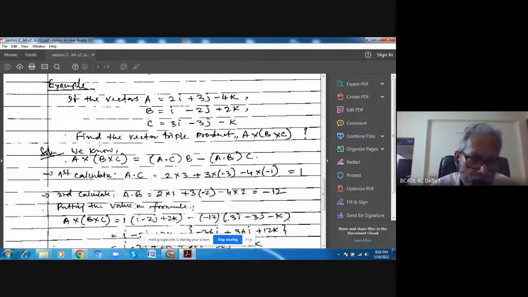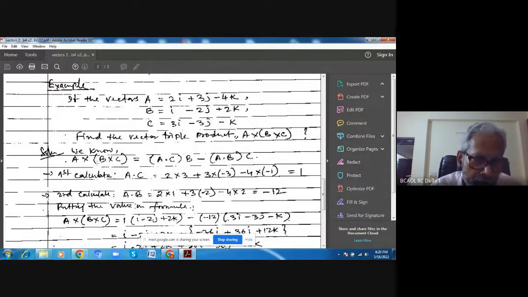So we know A cross (B cross C) is equal to (A dot C) times B minus (A dot B) times C. So this is the formula. That part you have to remember it. Okay. So first, the calculation.